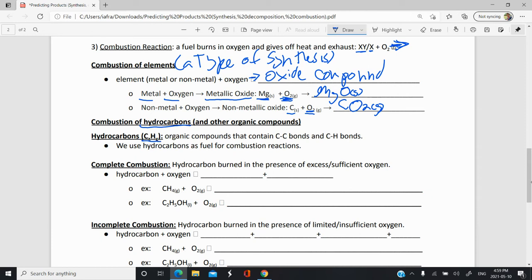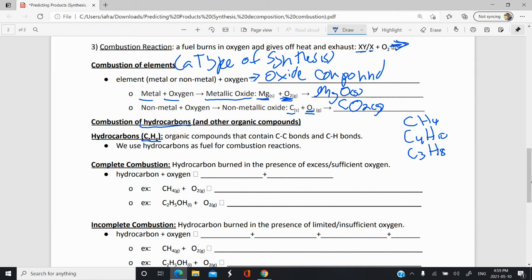So that's combustion of elements, but you can also have combustion of hydrocarbons, which have this general formula here, CxHy. So, for example, that could be methane, CH4. It could be something called butane, C4H10. It could be something called propane, C3H8. You're not required to know all of these formulas yet. You'll be given these when you have hydrocarbon reactions to write out.